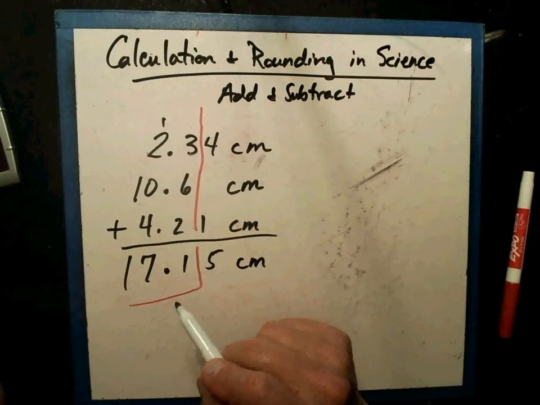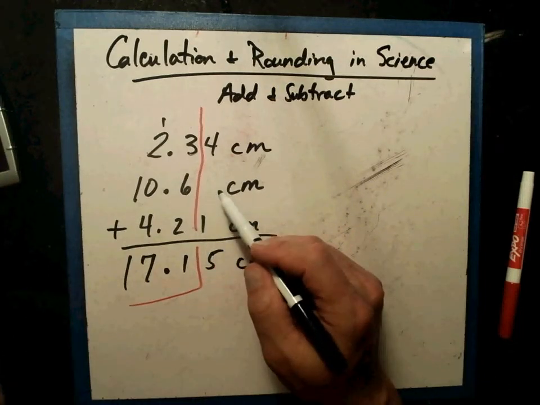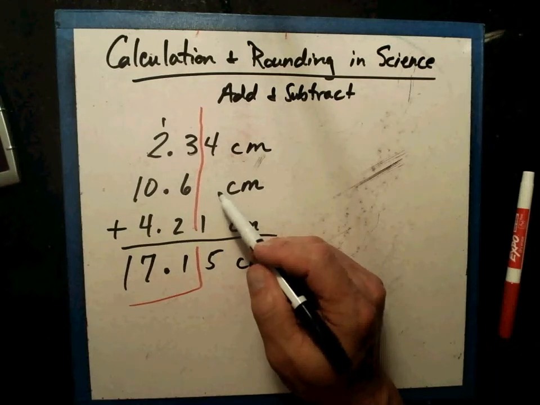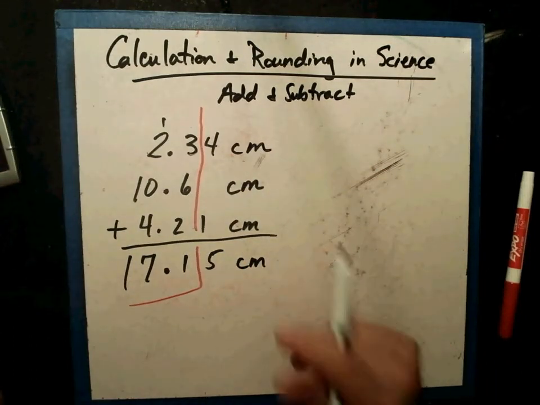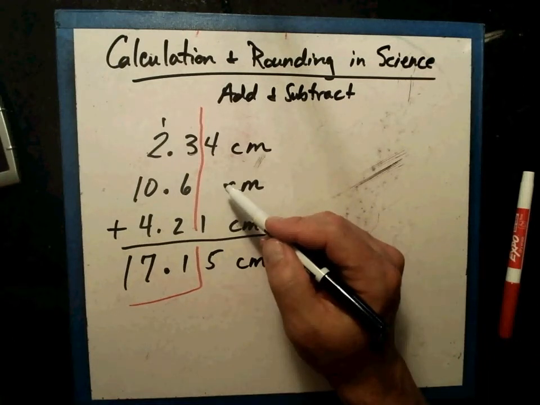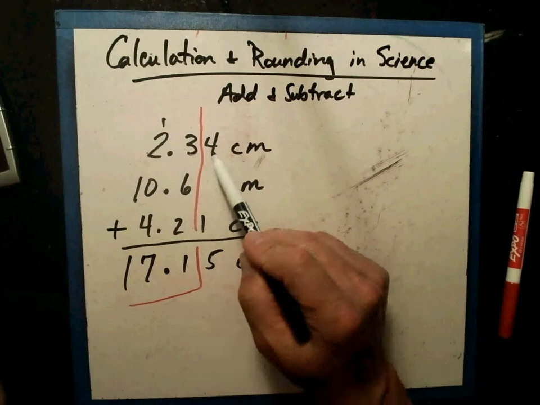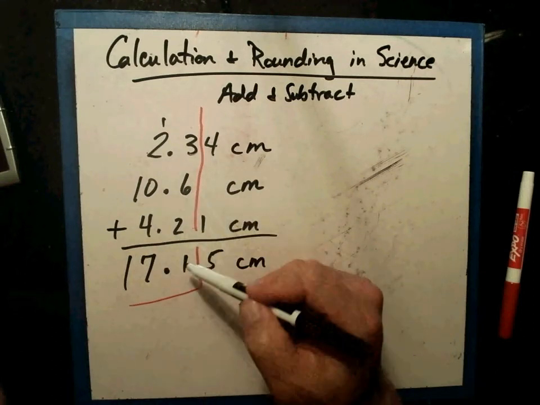So here's the deal. Your answer can only be as good as the numbers that you added or subtracted or multiplied or divided. In this video, we're just going to do add and subtract. Your answer can only be as good as the numbers you start with. So this is a very accurate number. This is a very accurate number. This is not as accurate, so my answer cannot be as accurate.